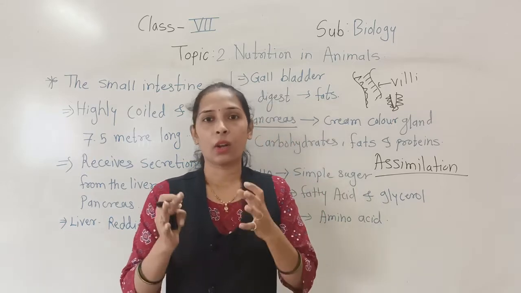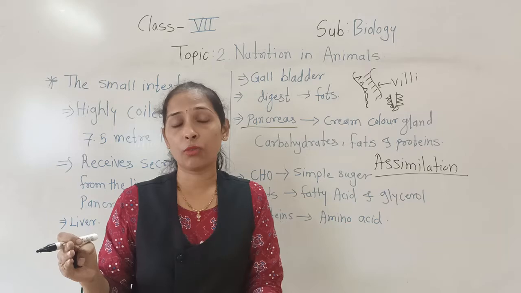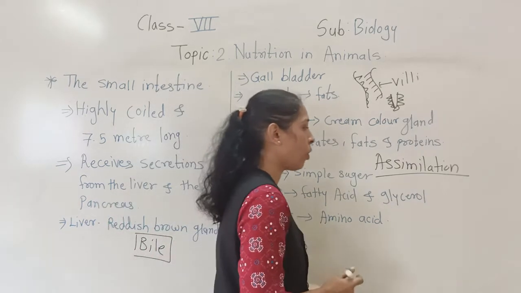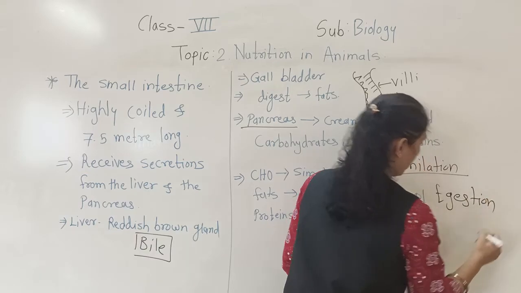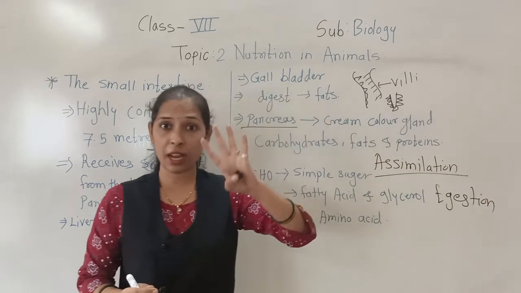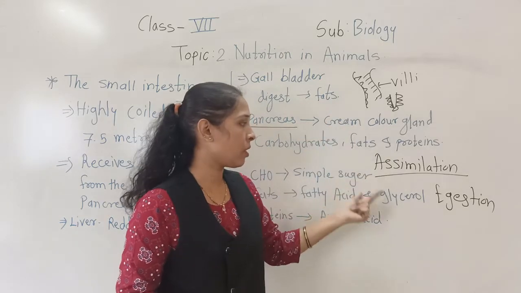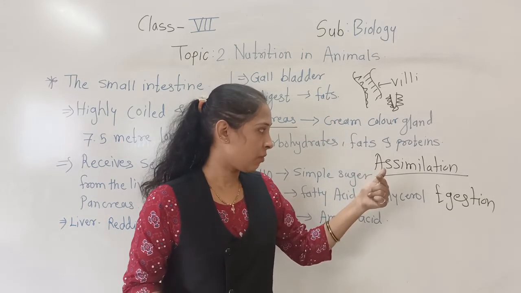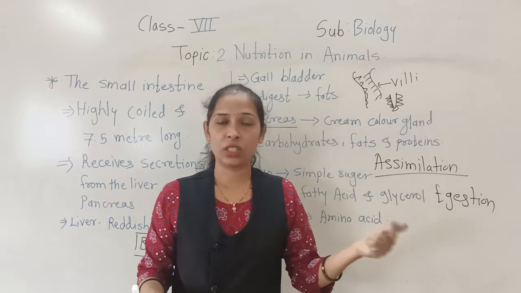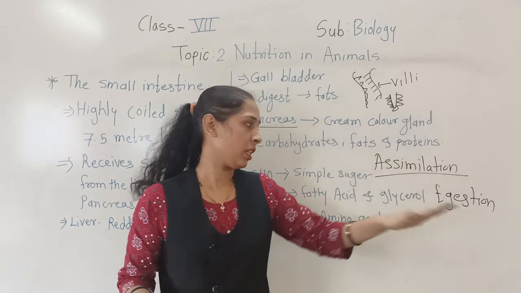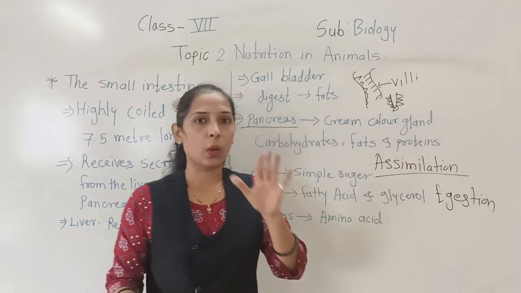These are all the parts of the digestive system. The process of throwing food out of our body with the help of the anus is called egestion. In this way we have discussed the five processes: ingestion first, then digestion, then absorption, assimilation, and the last one, egestion.